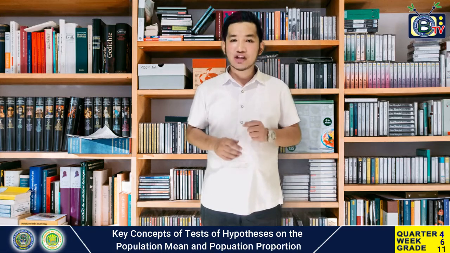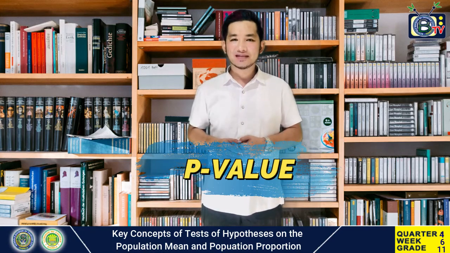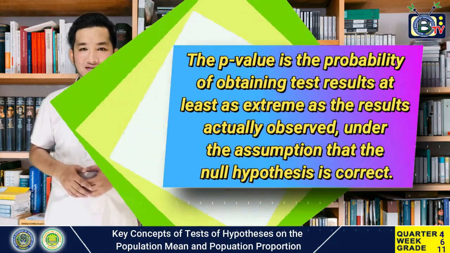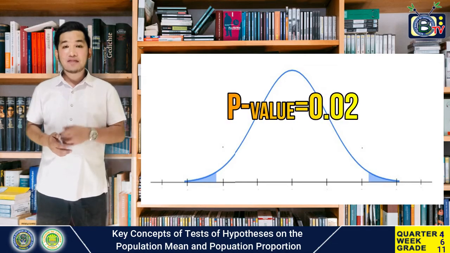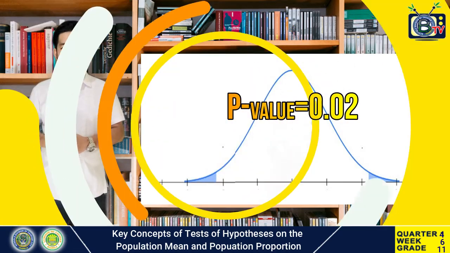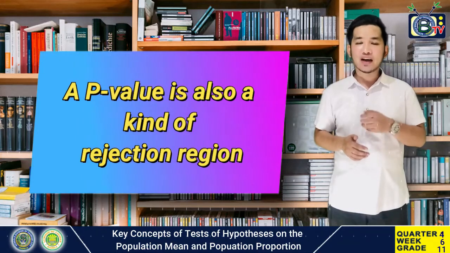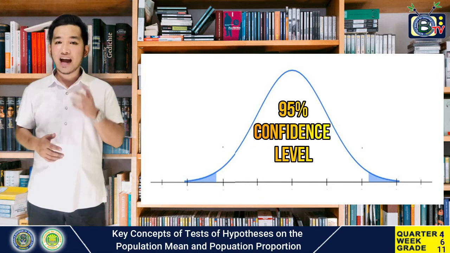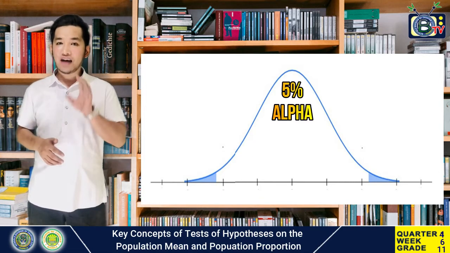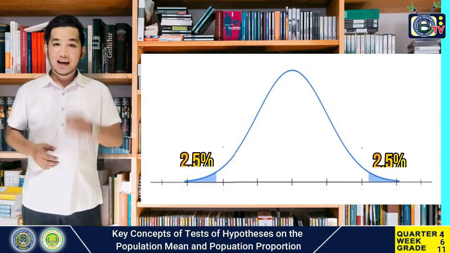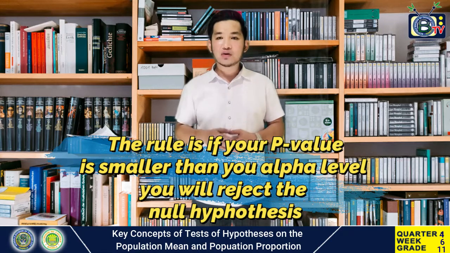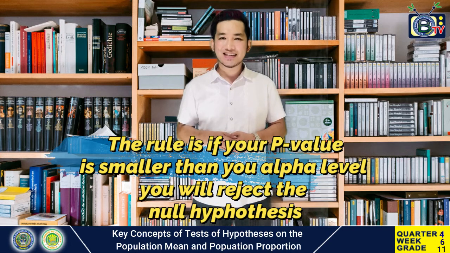Another concept connected to the rejection region is the p-value. Some statistical tests will use a p-value. For example, we have a p-value of 0.02. A p-value is also a kind of rejection region. Again, let's say you have a 95% confidence level and a 5% alpha level, split into 2. And the rule is, if your p-value is smaller than your alpha level, then you will reject the null hypothesis.